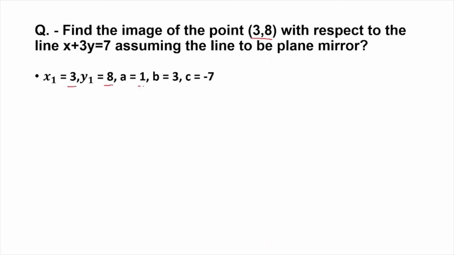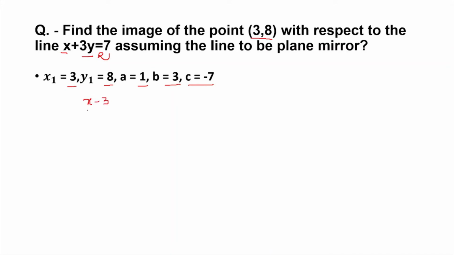A is equal to 1 because the coefficient of x is 1. B is equal to 3, this is the coefficient of y. C is equal to minus 7 because if we take this 7 to the left hand side, it will become minus 7. So the value of C is minus 7. Now let us put all these values in the formula.